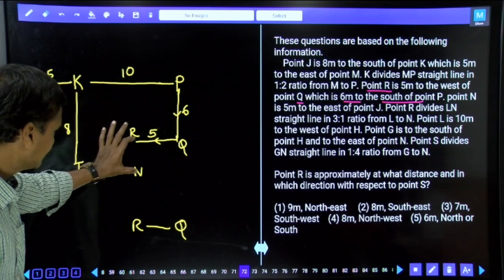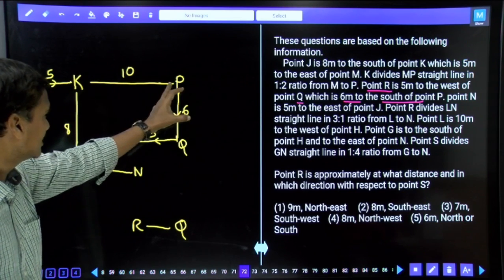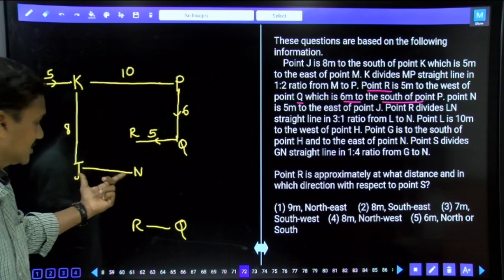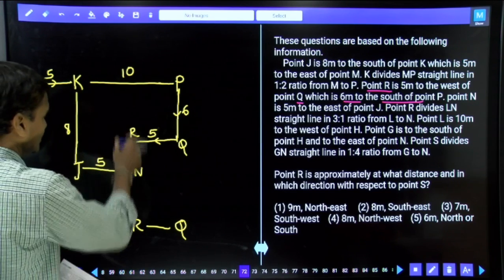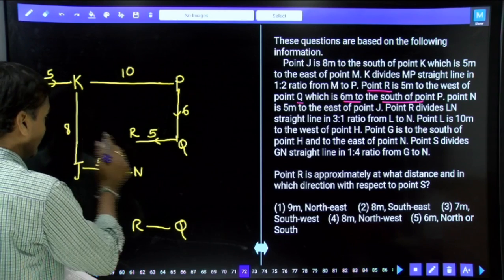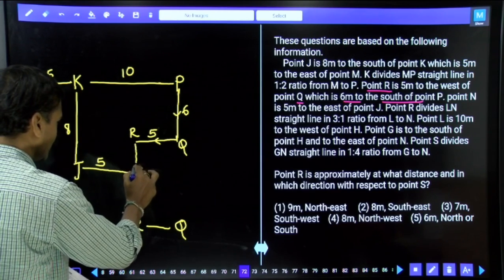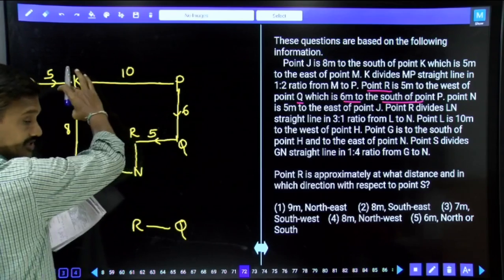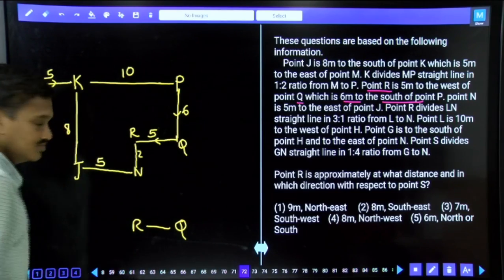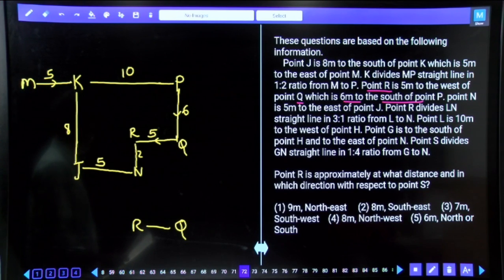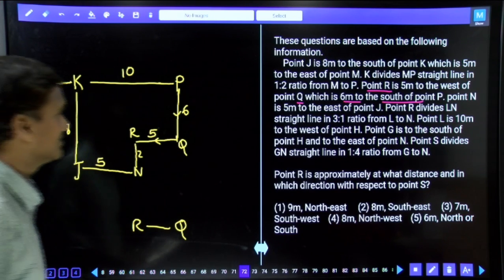R and N must be in the vertical straight line because the total length is 10. This is 5 and this is 5, and this must be 5. Hence, these two are in a vertical straight line. Tell me what is the distance between these two? The total length is 8 meters, out of which this 6 is already covered. Now we are left with only 2 meters. The distance between R and N is only 2 meters vertically.